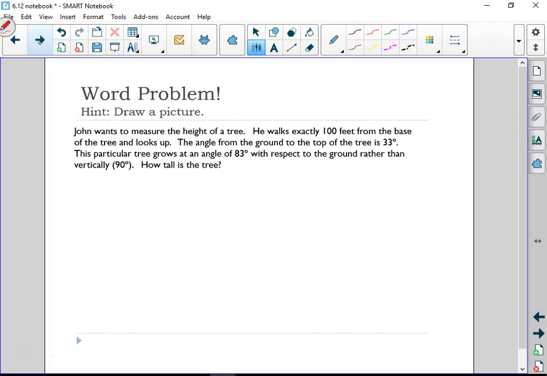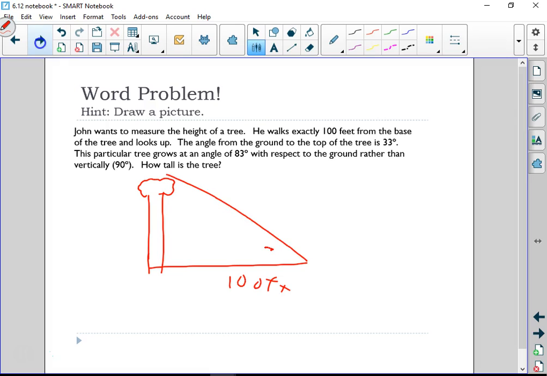Okay, word problem. Hint, draw a picture, always. John wants to measure the height of a tree. He walks exactly 100 feet from the base of the tree and looks up. The angle from the ground to the top of the tree is 33 degrees. This particular tree grows at an angle of 83. Oh! Too bad. So sad.